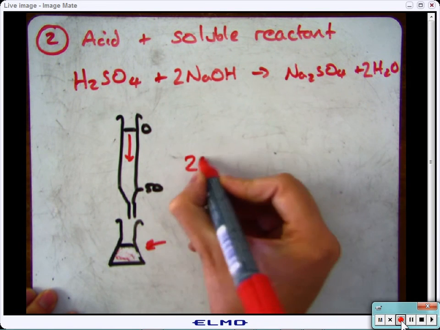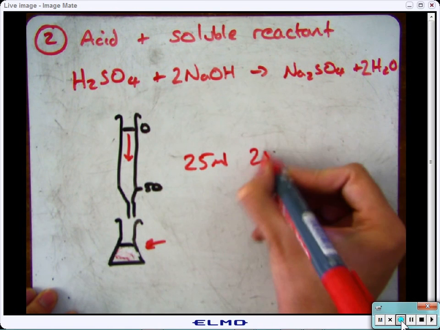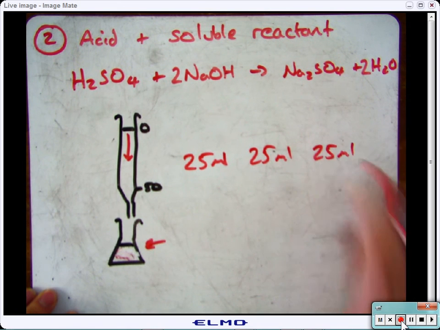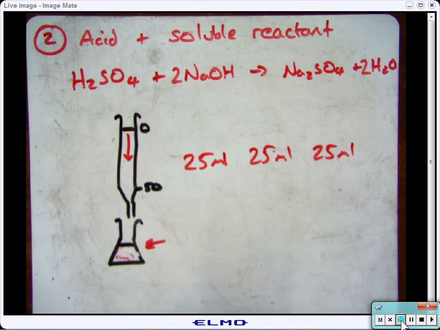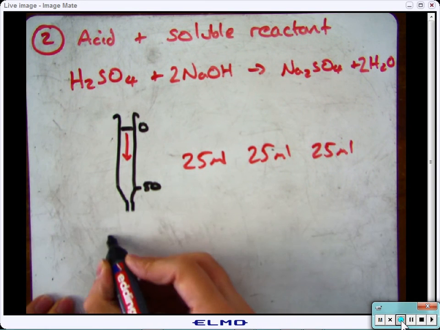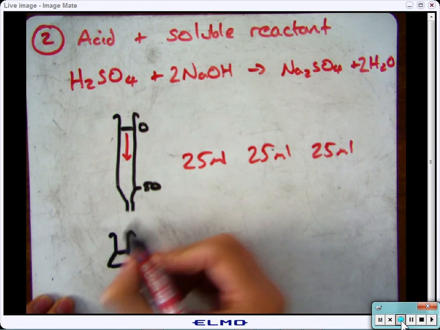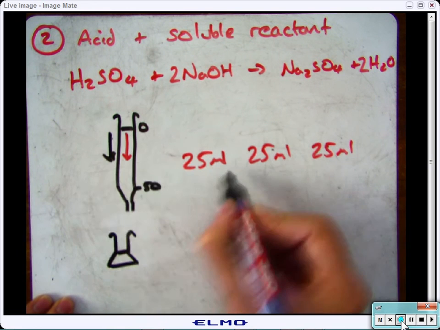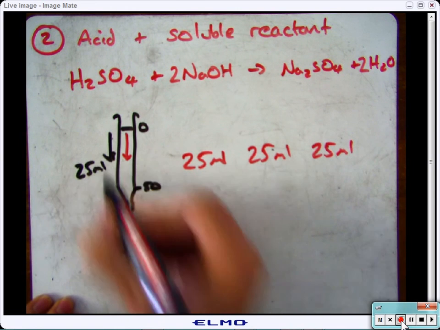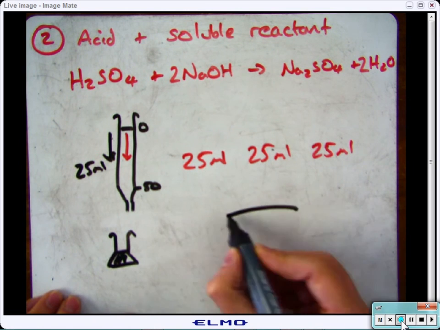Say it took 25 ml exactly. You would then repeat until you had three within 0.1 of each other. And then you would do exactly the same titration again, but this time without the indicator, to make sure you only had the sodium sulfate left in the bottom. So you do the titration, adding in exactly, in this case, 25 ml. I will then know that this is completely neutral, and then I can do exactly the same as before.